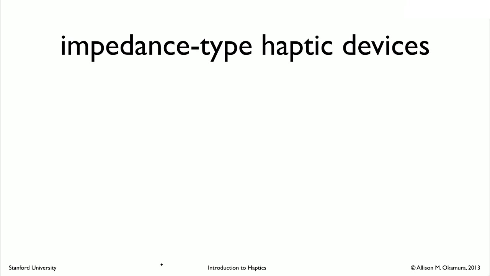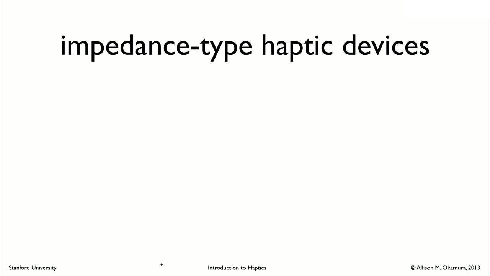The HapKit is also an impedance type haptic device. Many people like to divide kinesthetic haptic devices into two types based on how they're controlled. One is impedance and the other is admittance. First, let's talk about impedance because the vast majority of kinesthetic haptic devices are of the impedance type.